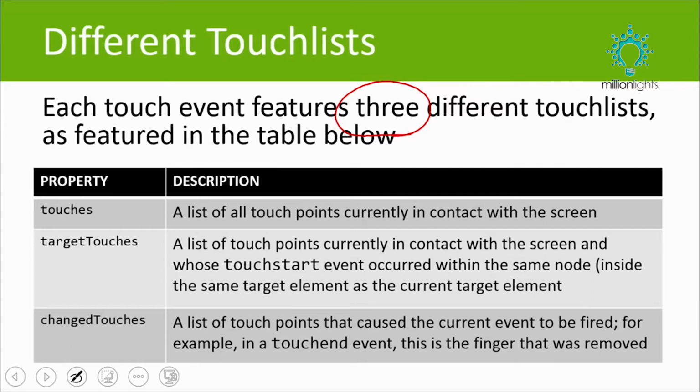Target touches are going to keep track of touch points that are currently in contact with the screen and whose touch start event occurred within the same node, so inside the same target element, right? It's like a button on screen. And then change touches is just a list of touch points that cause the current event to be fired. So in a touch end event, all that you're saying is that the finger was removed. If you drag something across the screen, when you lift your finger up, that's your touch end event, right? And so change touches is just going to keep track of changes that have occurred.